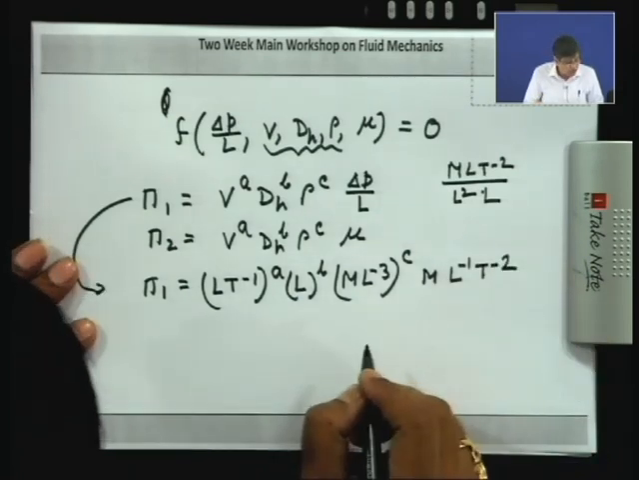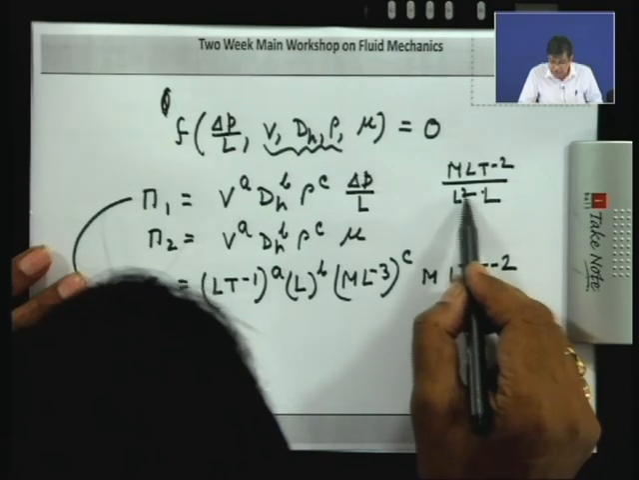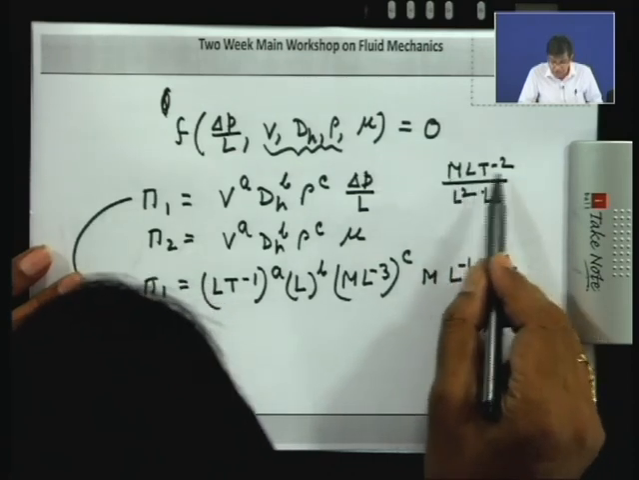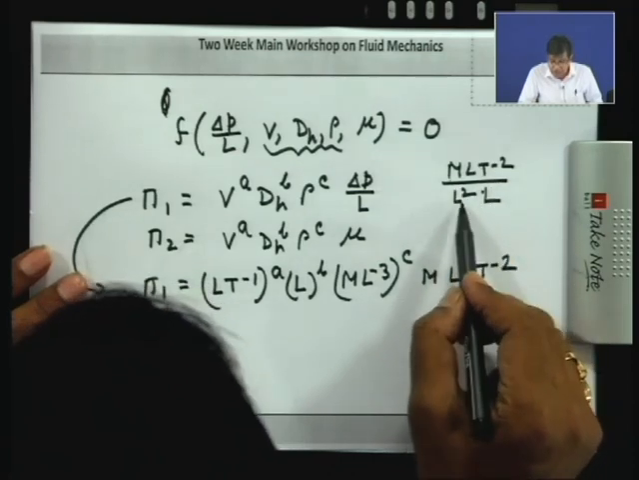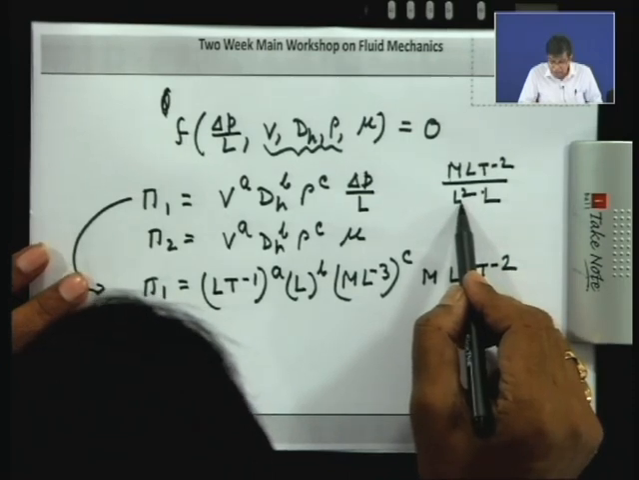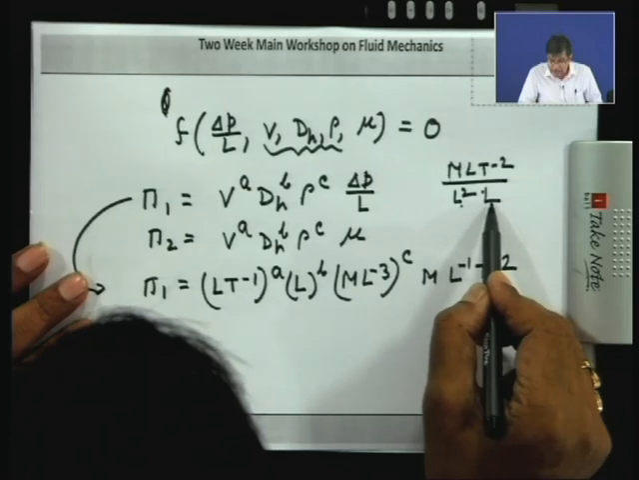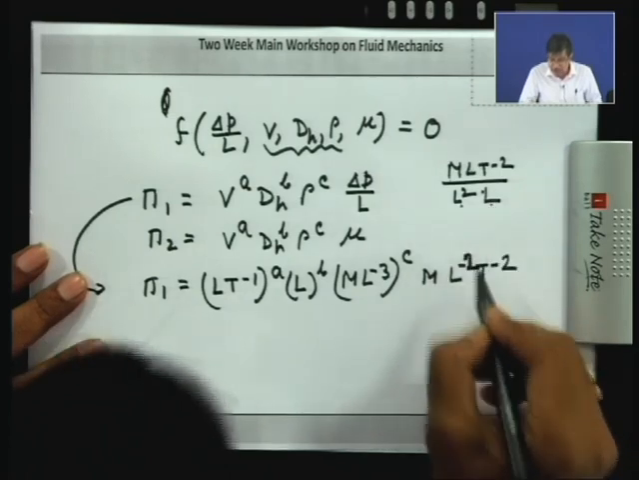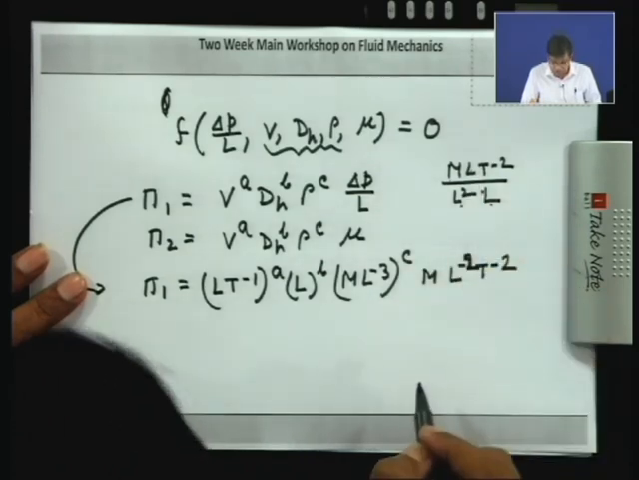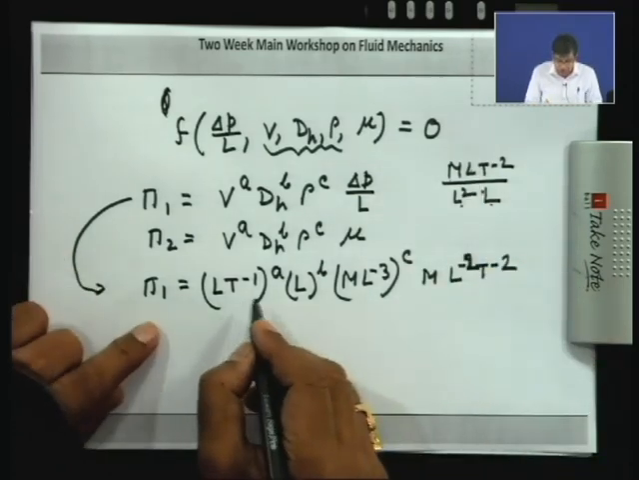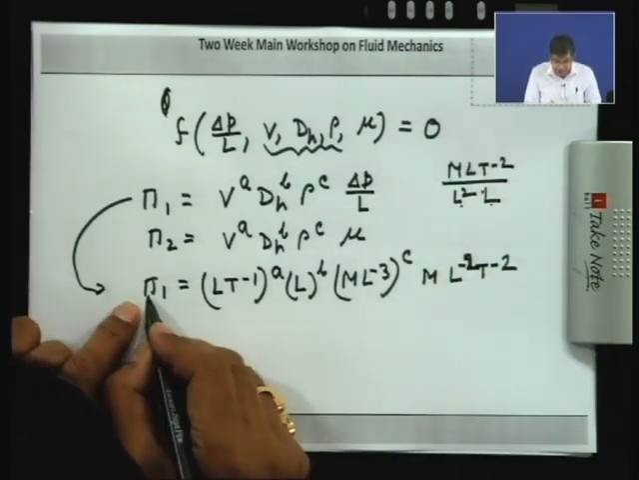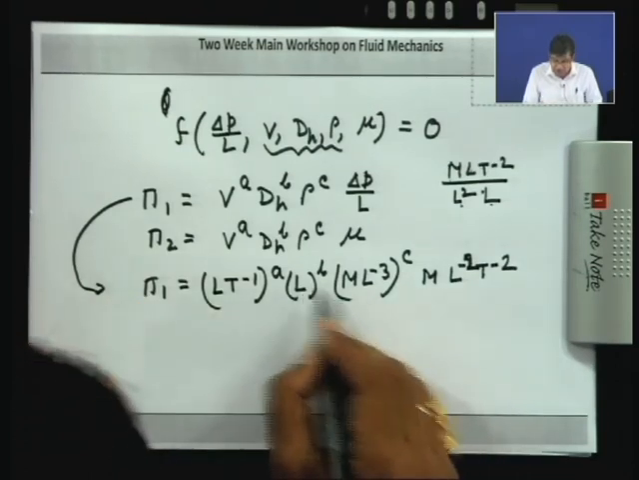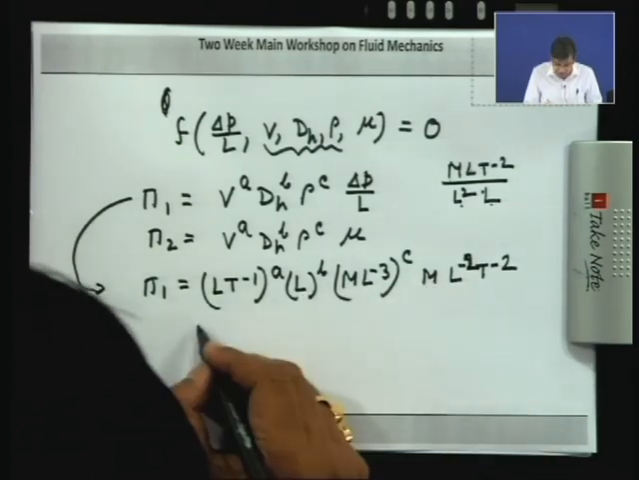Then dividing by L again, delta P by L is M L to the power minus 2 T to the power minus 2. That is fine. Then if we go for pi 1, you see that this is dimensionless. Let us equate the M dimension: C plus 1 is 0.